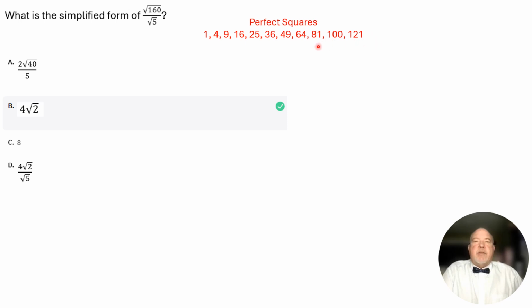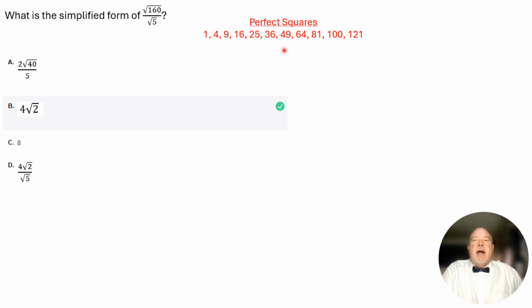These are numbers that when you take the square root of them, it comes out to a whole number, a rational number. All the other numbers in between these, when you take the square root of them, you get an irrational number or a very long decimal. So these are really nice numbers to take square roots of because you get a whole number.